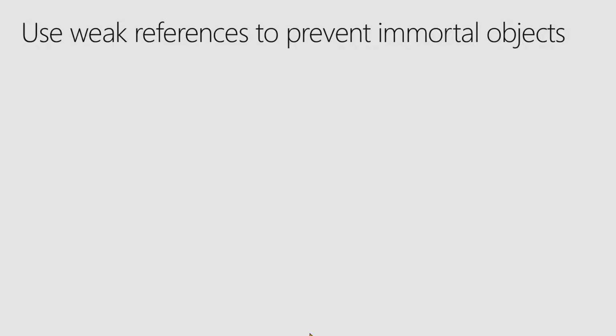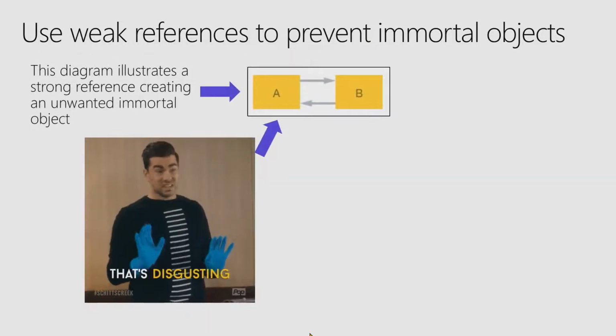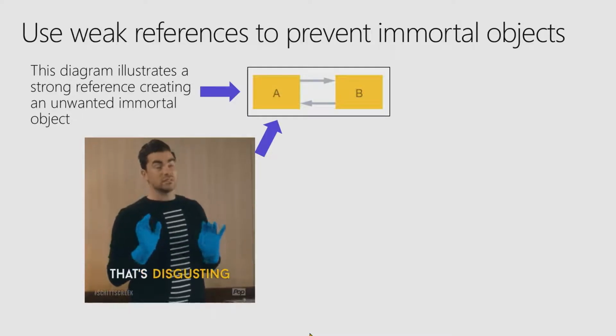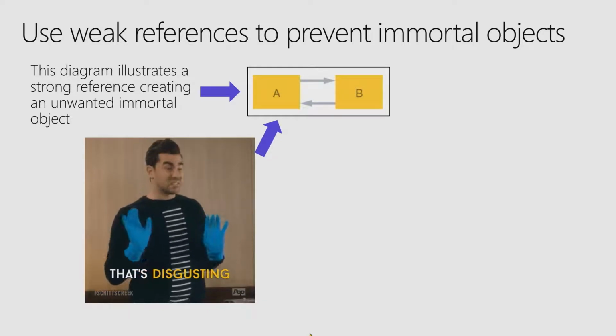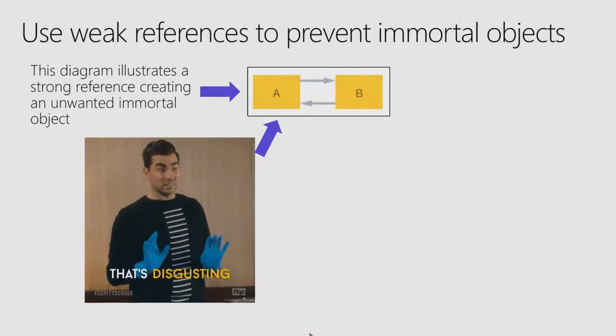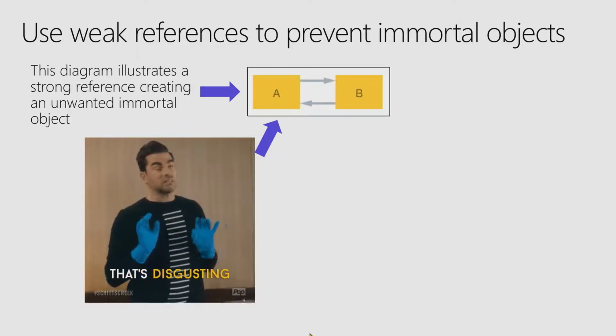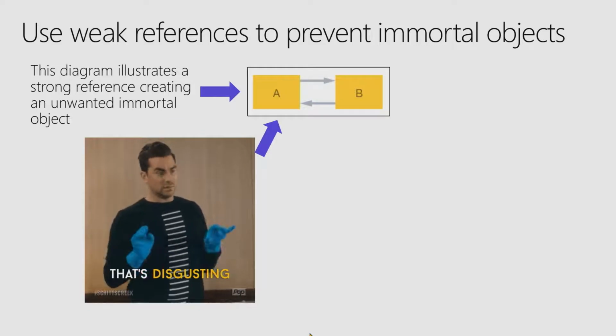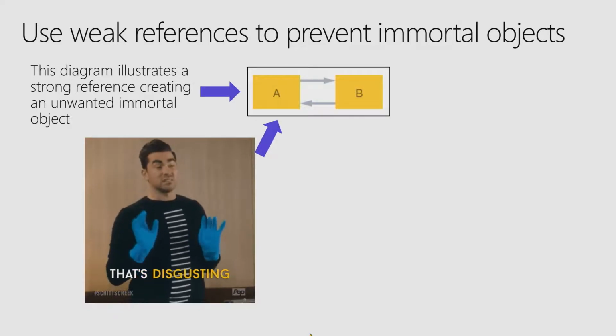Another bad offender in memory leaks is creating a strong reference, which can be seen over here. In this example, object A and object B have strong references to each other, and because of this it creates what we call an immortal object. And I'm not talking about Lord Voldemort or Sauron from Lord of the Rings. It's just an immortal object, which is bad for the garbage collector, and because of which neither of these will be collected by our good friend the garbage collector.